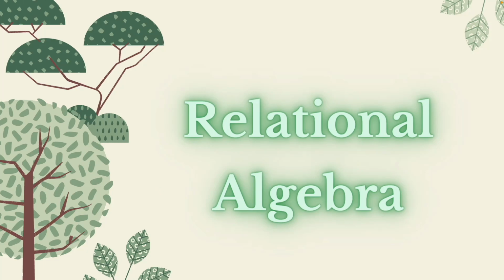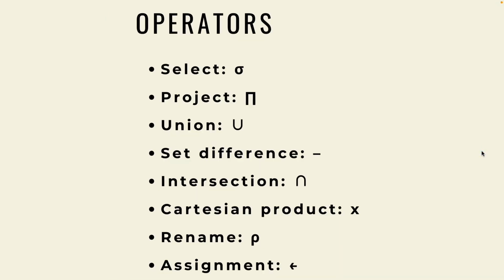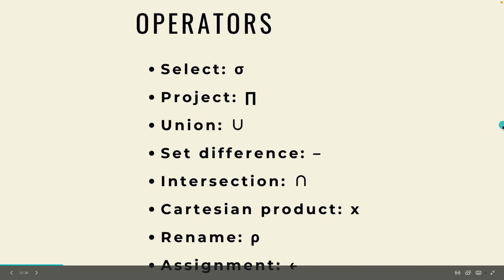Relational algebra examples. So in this series, I'm going to discuss a couple of examples for each of these operators available in relational algebra: selection, projection, that's project, union, set difference, intersection, Cartesian product, rename, and assignment.